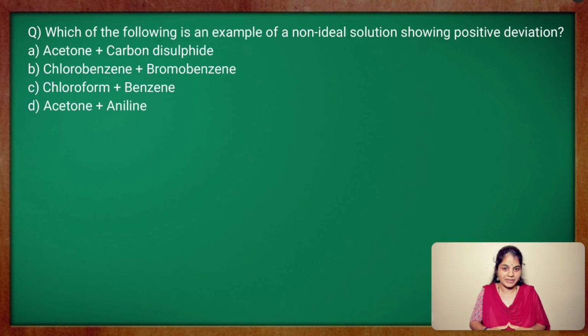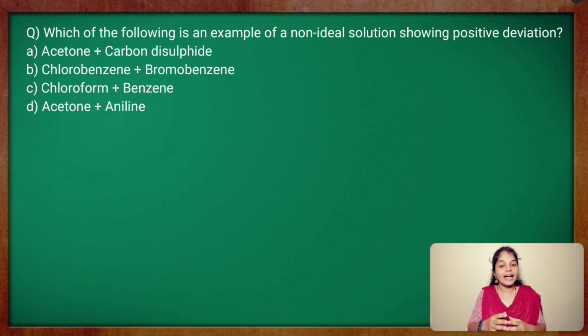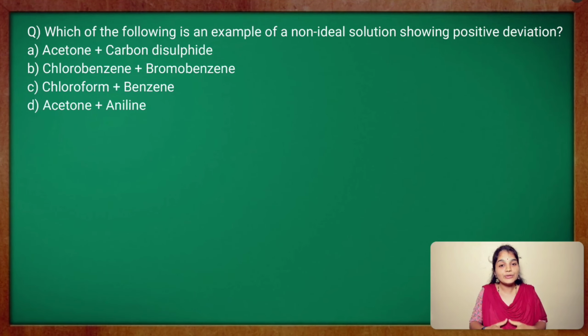Wait for a minute and think: what are ideal solutions and what are non-ideal solutions? Ideal solutions are the ones which obey Raoult's law over all concentrations. And those solutions which do not obey Raoult's law are classified into those showing positive deviation and those showing negative deviation. Come on, now let's list the examples.